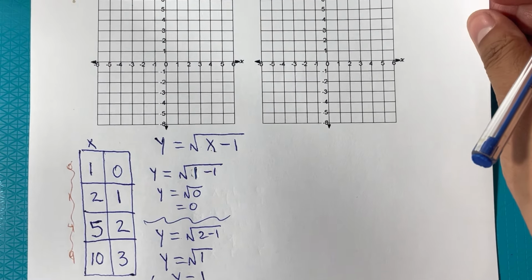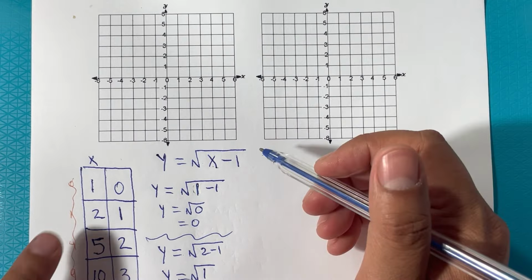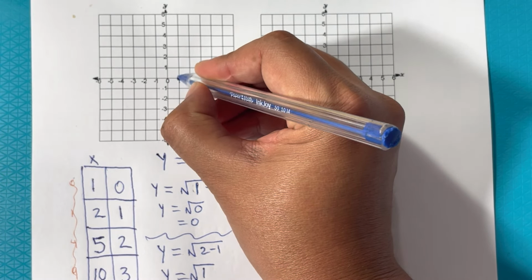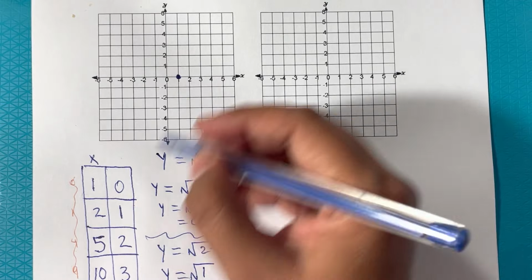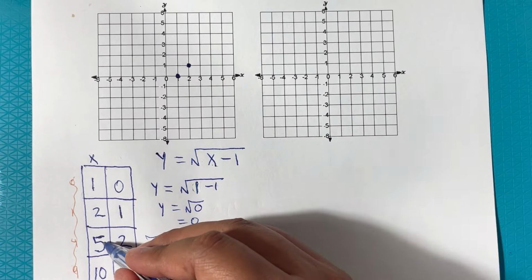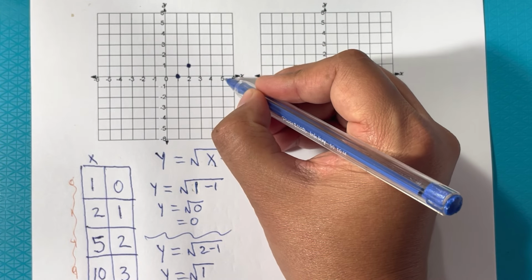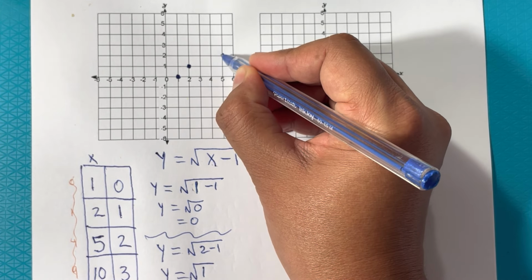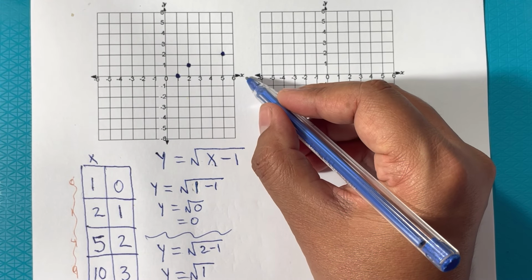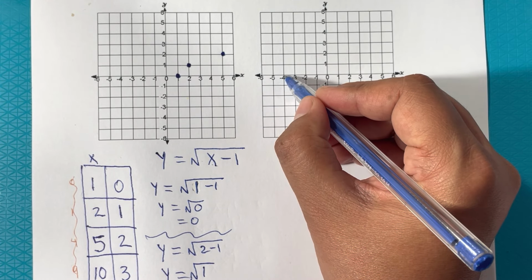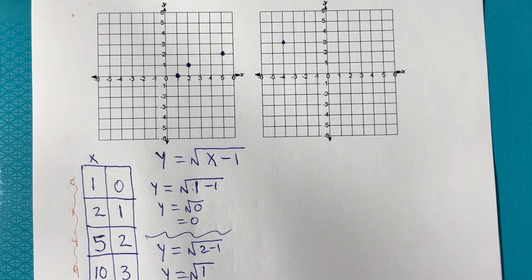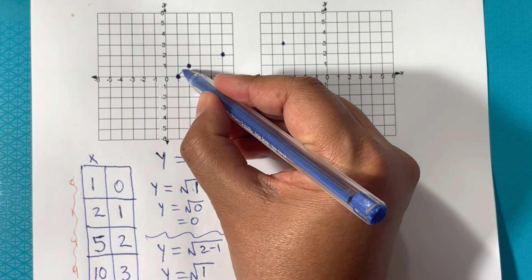And so now that we have those values, we start graphing 1, 0, then 2, 1, then 2, positive 1, then 5, 2. So 5 on x, 2 on y, and 10, 3. 10 will be 6, 7, 8, 9, 10, somewhere in here, and then 3. Okay, we're going over the other graph.